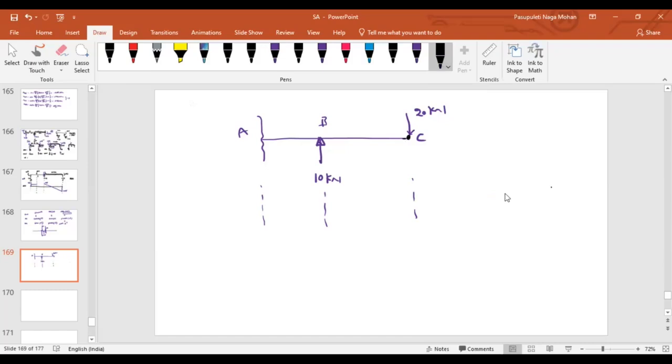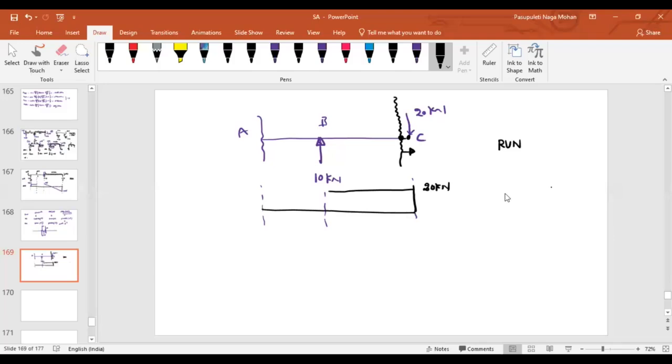Is there any span beyond C? No, sir. So I'm just considering a point immediately to the left of C. This is my section. Look at your right side. How many forces can you see? One. That is how much? 20, downward, right? According to our sign convention, right side upward is negative. Right side force is downward, so it will be positive, 20 kilo. In between B to C, is there any load? No load, sir. So in between B to C, it is constant.